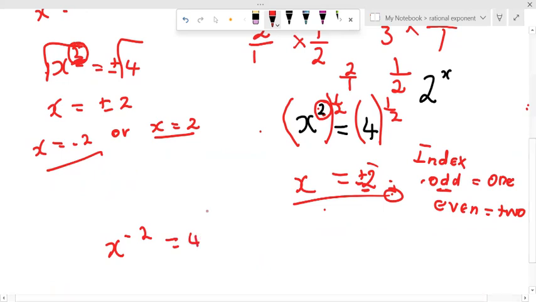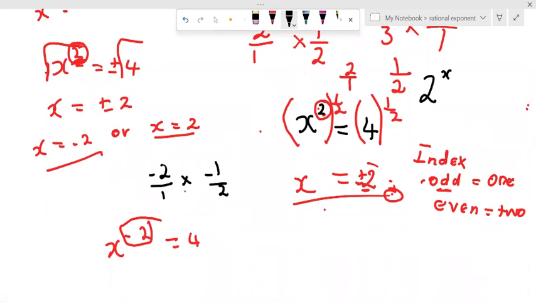Based on what we just learned, we have an index here. What is our index here? Minus 2. Let's write our index, minus 2. What is going to be the multiplicative inverse of minus 2? If we want to get 1 here, we're supposed to multiply with minus 1 all over 2. You get that? So we're going to multiply with minus 1 all over 2.